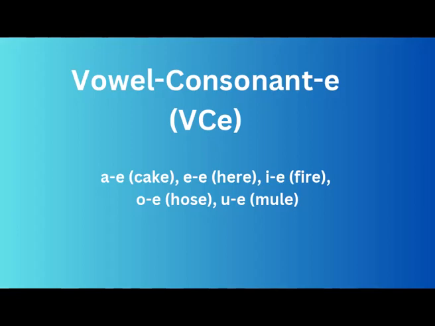E in the middle with a silent E on the end, as in here. I in the middle with an E on the end, such as in the word fire. O in the middle with an E on the end, such as in hose. And U in the middle with an E on the end, such as in the word mule.